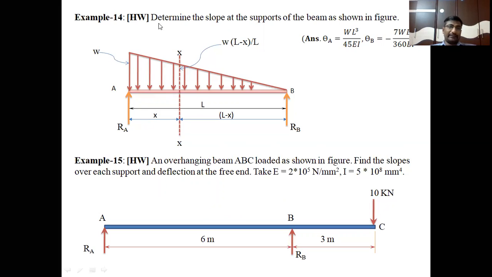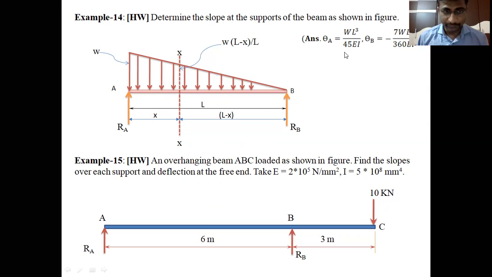And in this problem, it is asked to determine the slope at supports of the beam as shown in the figure. What is the slope at this point? What is the slope at this point? If you substitute 0 in place of x, then we will get the slope at this point. If you substitute L in place of x in the slope equation, you will get the slope at point B. Okay. Try it. These are the answers.